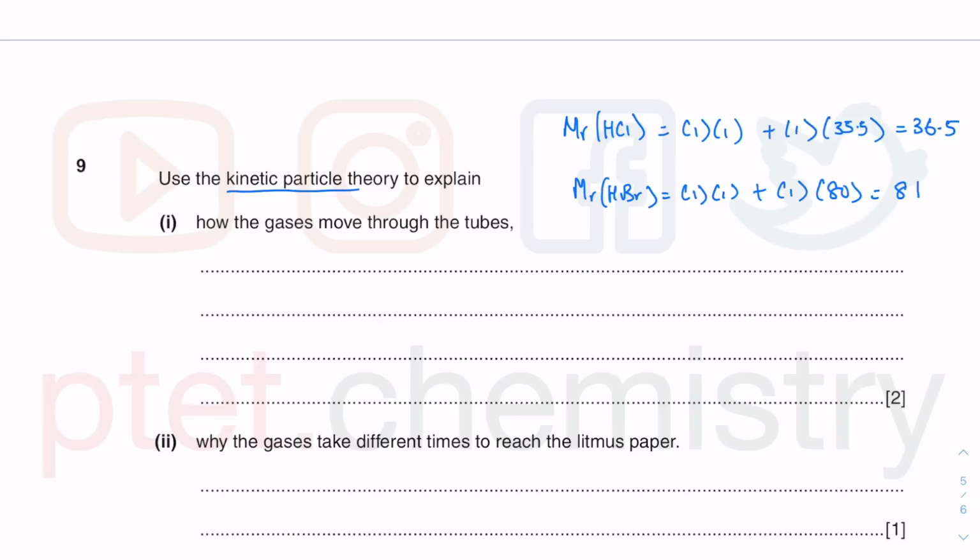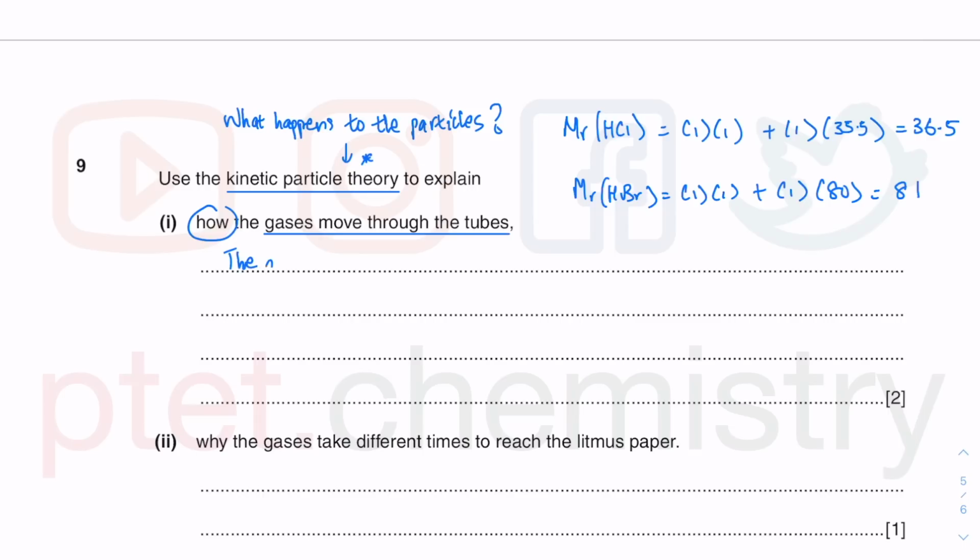Now they want you to use kinetic particle theory. This is the one that I mentioned in the lecture tutorial. A lot of students actually mess this kind of question up because they forgot about kinetic particle theory. You must describe what happens to the particles. It's not what you see, it's what happened at the particulate level that you couldn't see, that you need to try to explain in chemistry. How the gases move through the tubes. So the how thing there is diffusion.